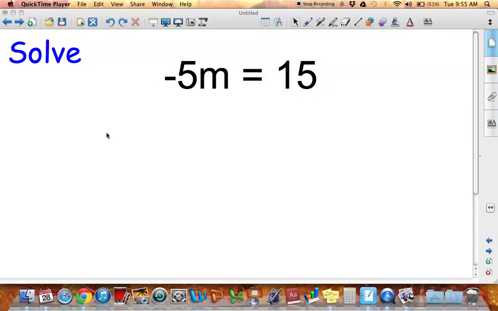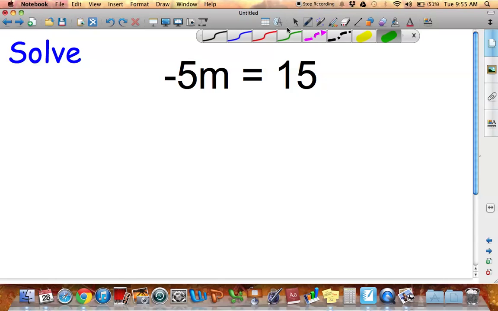In this example, we're going to look at two pretty tough one-step equations that we're going to solve. The first example you see on the screen, I want you to solve the equation negative 5m equals 15. The reason why this one gives a lot of kids trouble is because they see this negative 5 and they automatically want to add 5 to both sides. And I understand why you would think that.